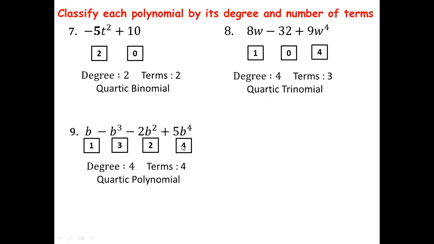Then question number 9, here the degree is going to be 1, here 3, here it's going to be 2, for this it's going to be 4. So the leading degree is 4, and how many terms do we have? 1, 2, 3, 4. So 4 terms. So we have 4 degrees and 4 terms. So that means it's going to be a quartic polynomial. As you know, more than 2 terms should be a polynomial.